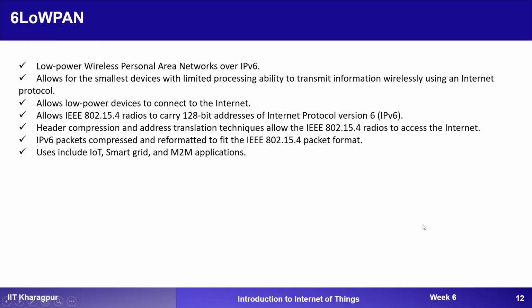Now 6LoWPAN. So this is a protocol which stands for Low Power Wireless Personal Area Network over IPv6. It allows the smallest devices with limited processing ability to transmit information wirelessly using internet protocols. It allows low power devices to connect to the internet. Further, it allows IEEE 802.15.4 radios to carry 128-bit addresses of internet protocol version 6. See, these are the features which you have to learn actually, because what are the functionalities provided by a particular protocol. You have to learn what kind of messages these protocols can send, what are the different features these can support. So these you have to learn.